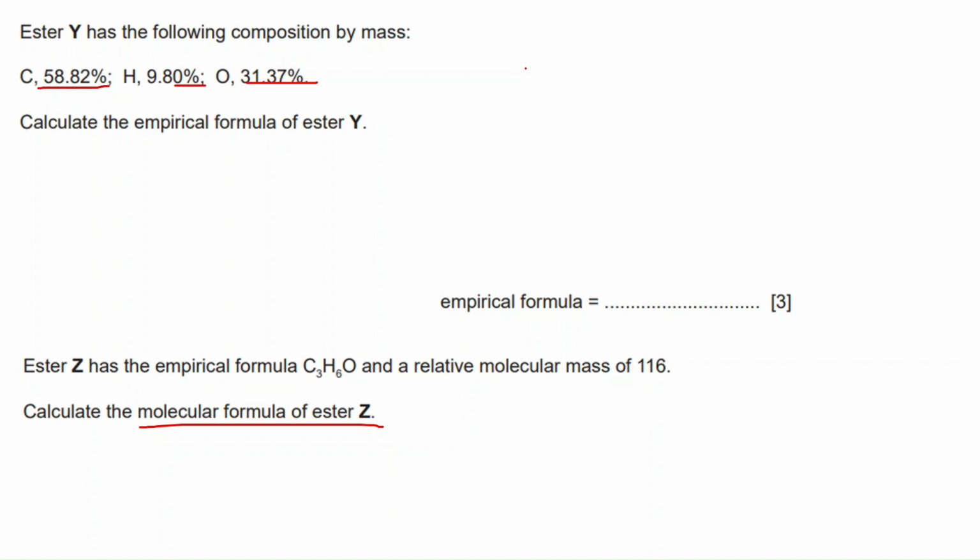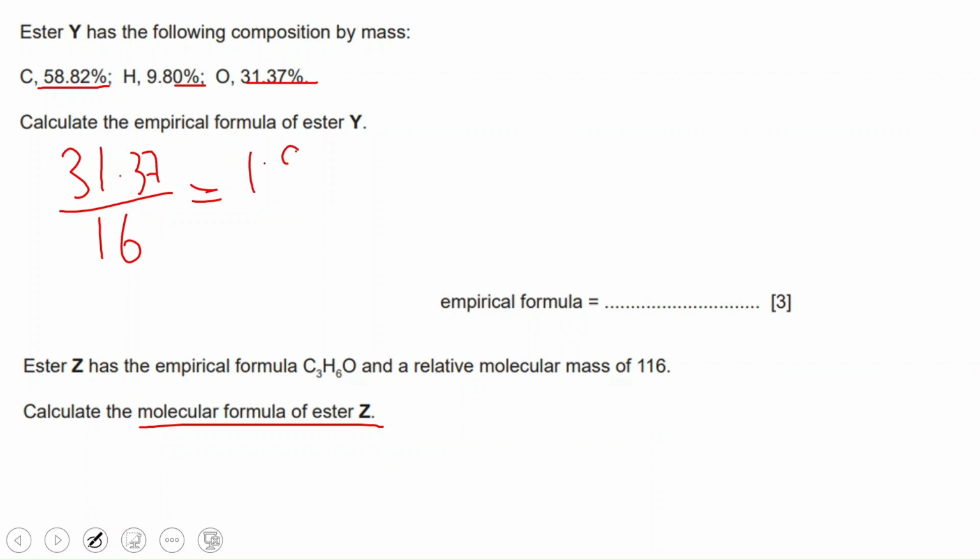So the empirical formula is going to be 31.37 divided by 16, which is 1.96. So 1.96 moles of oxygen. Then you have carbon, which is going to be 58.82 divided by 12, which is going to be 4.9 moles of carbon. And then we got hydrogen, which is going to be 9.8.